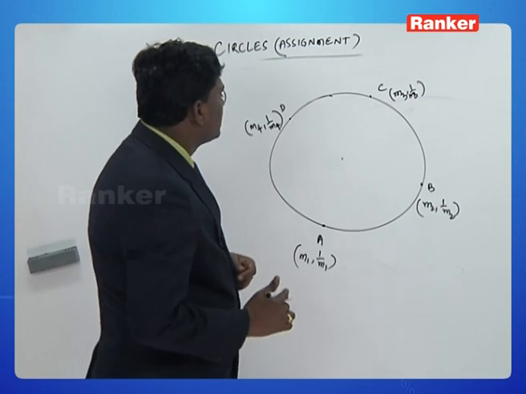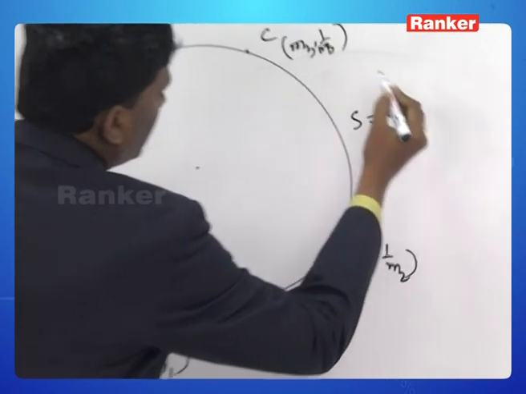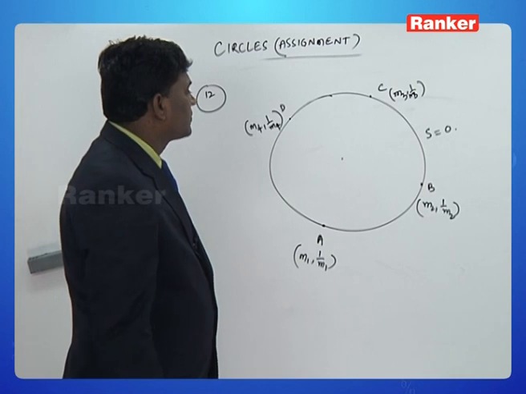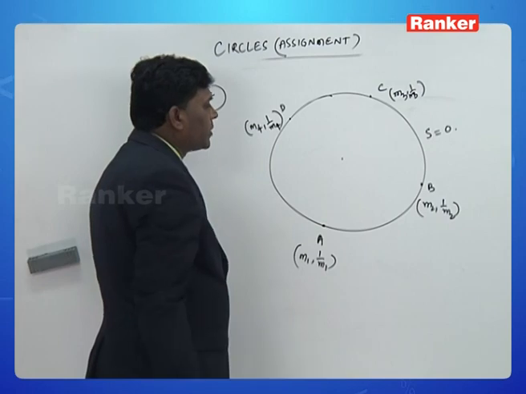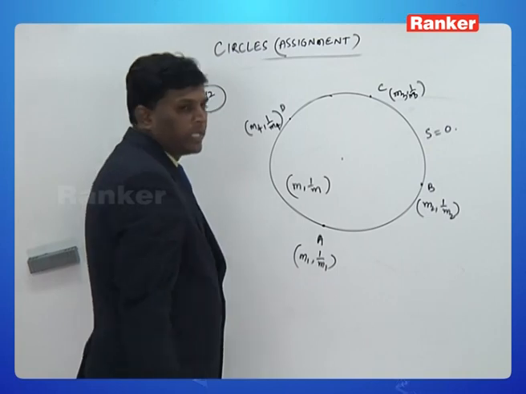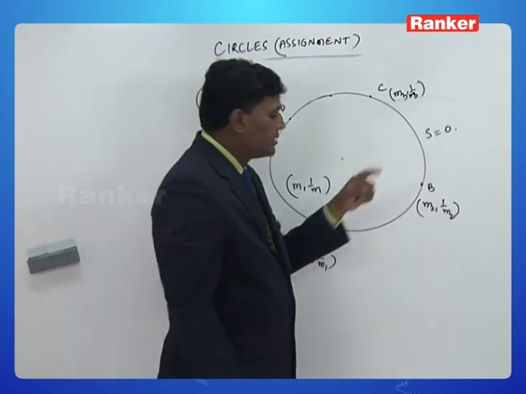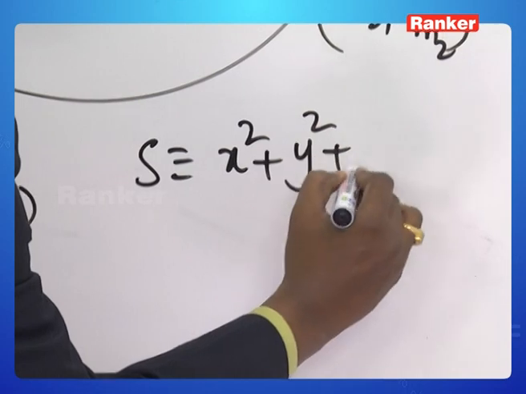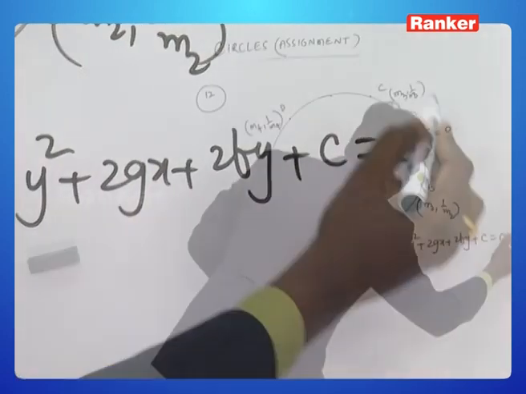Let us see how to get this case. If we choose the circle equation as a randomly chosen one, standard form S equal to 0, and instead of taking these 4 different points, because each point is in the form of m comma 1 by m, substituting this point in the circle equation, the circle equation is x square plus y square plus 2gx plus 2fy plus c equals to 0.